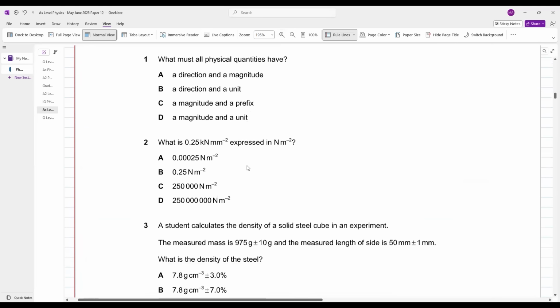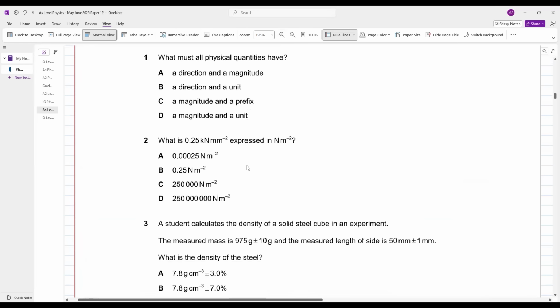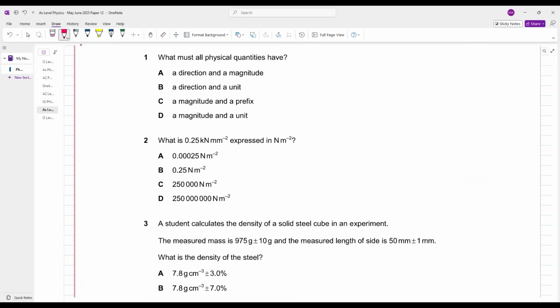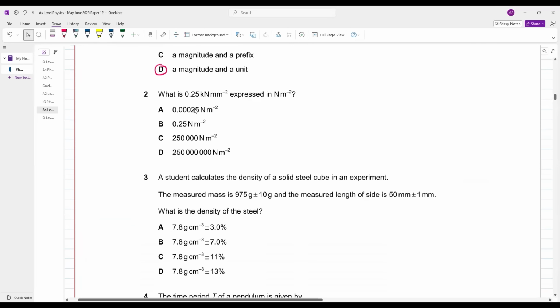Okay. So what must all physical quantities have? What must all physical quantities have? All physical quantities must have a magnitude and a unit. Always remember that. All physical quantities must have a magnitude and a unit. D is your answer.